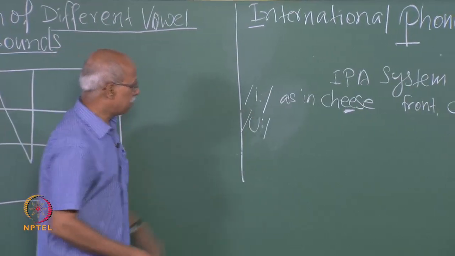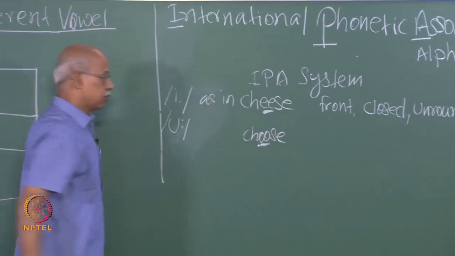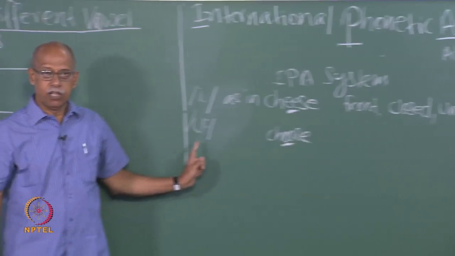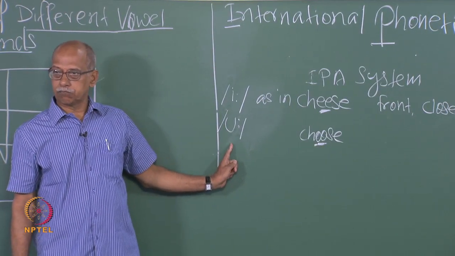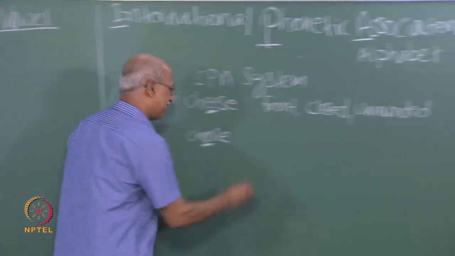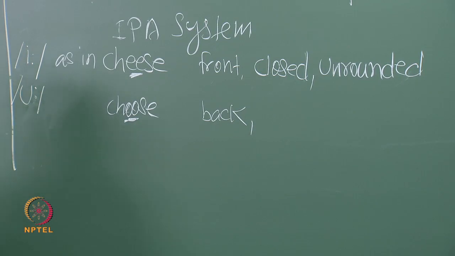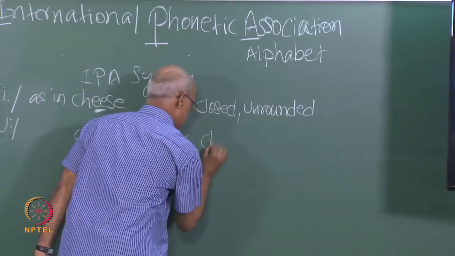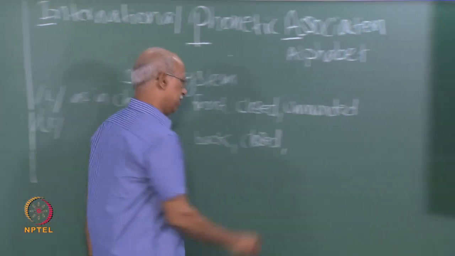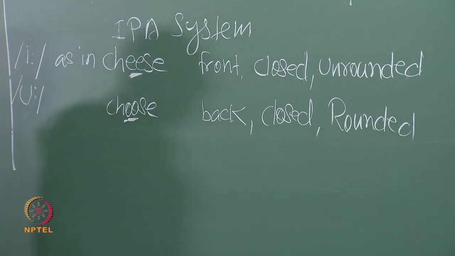Hraswa dirgha. Let us describe this as in choose. Indicate which part of the word? By underlining choose. How shall we describe it? Is this sound produced from the front of the tongue or back of the tongue? Everybody please speak. Back. Back of the tongue, right? Not the front of the tongue. Jaws closed or open? Jaws are closed. Lips rounded or unrounded? Rounded. Rounded in this case.